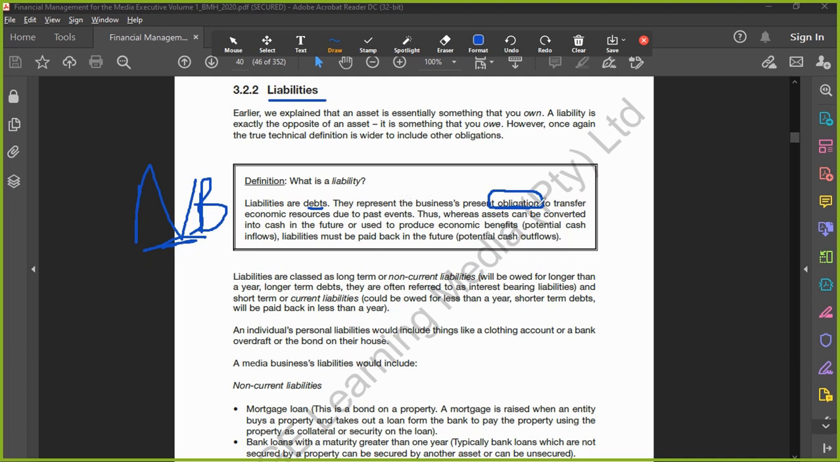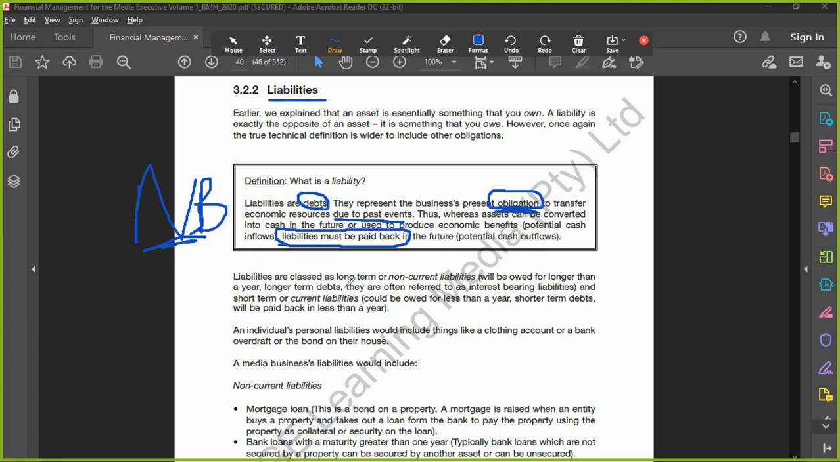So if you've got a loan, whatever the loan is, obviously that's considered debt. You have an obligation, a duty to pay it off. And that obviously arose from a past event. And when you actually meet the obligation, there's going to be an outflow of economic benefits. Obviously I'm going to be using cash potentially to pay back the loan. So there's going to be a future outflow because liabilities must be paid back. So, outflow of economic benefits.